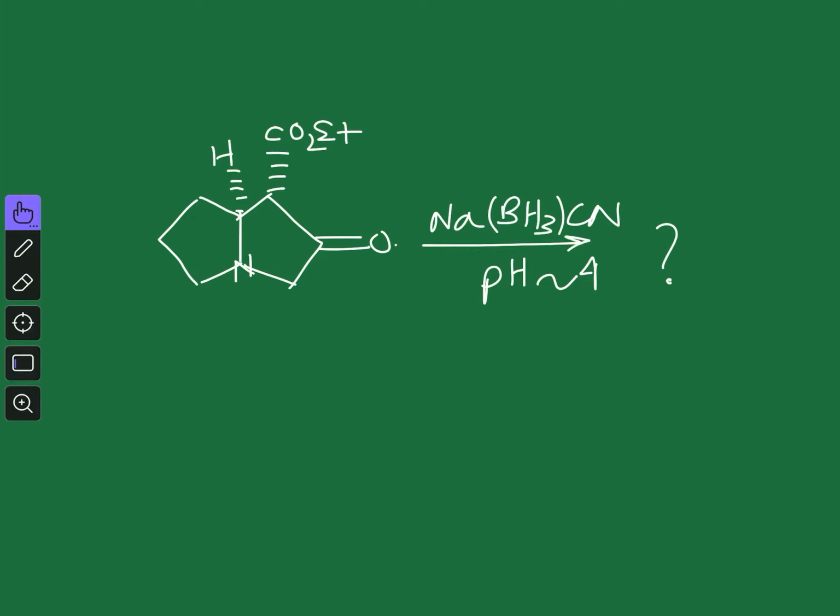So in this video I will discuss the rule or the selectivity of attack by a nucleophile on the convex face of a particular bicyclic compound. I will discuss three examples and all three are very important. First I will discuss this example to start with.